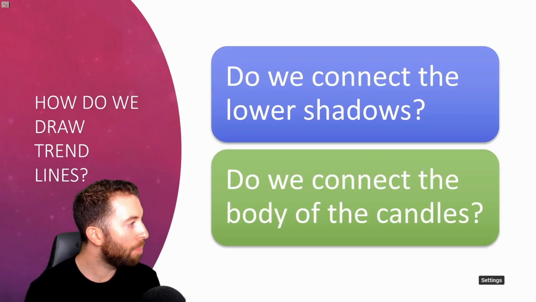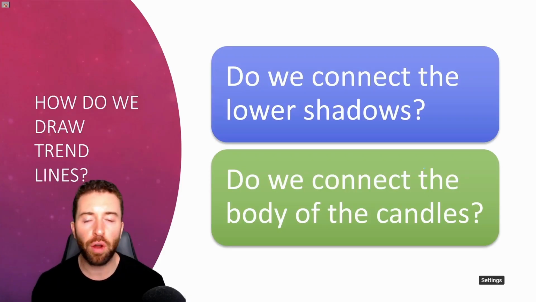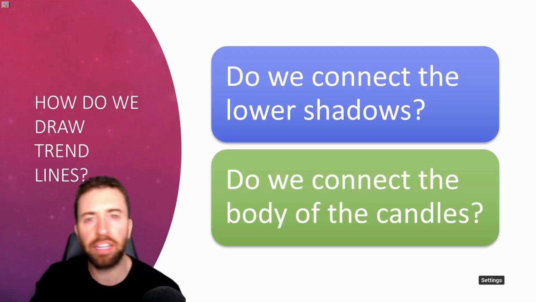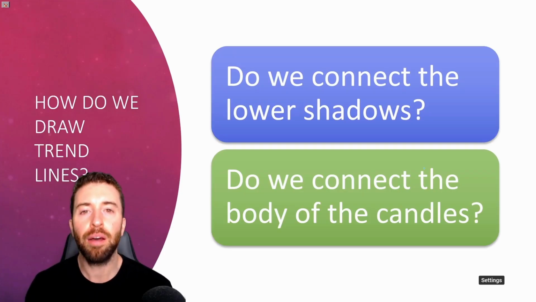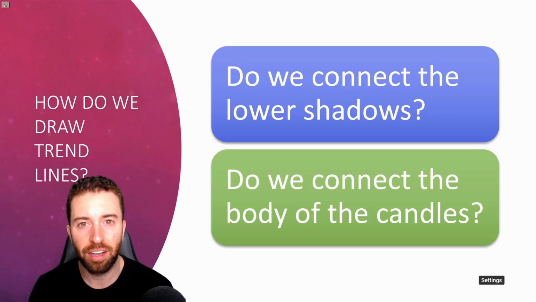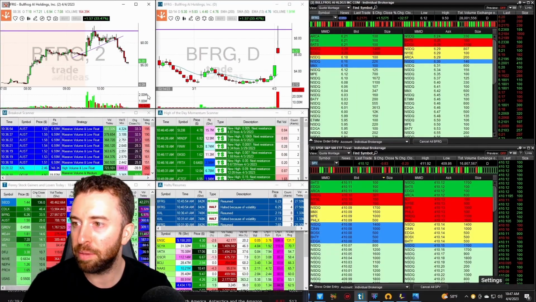So, a big question we always get is, how do we draw trend lines? Trend lines, how do we draw them? Do we connect the lower shadows? Do we connect the upper shadows? And remember, team, it really comes down to this. It comes down to common sense. Okay? What looks the most reasonable? You don't need to overthink it. So let's look at some examples of today. Sound good? Let's go ahead and look at some examples of today.